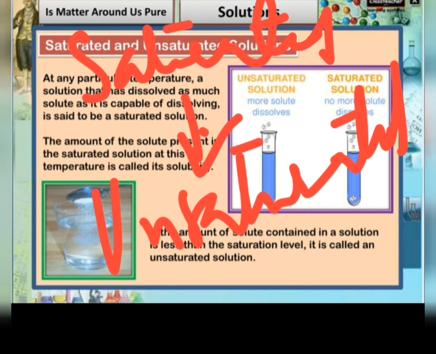Why? If we heat the solution to a higher temperature, then it becomes unsaturated because the solubility of solute increases on heating, and more solute can be dissolved on raising the temperature of the solution. So note that the solubility of solute in a solution cannot be increased indefinitely on raising the temperature of the solution. Okay.